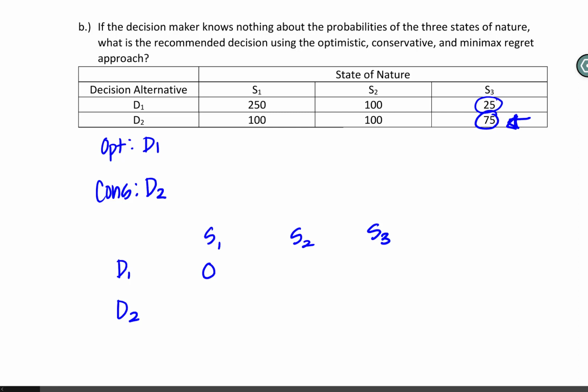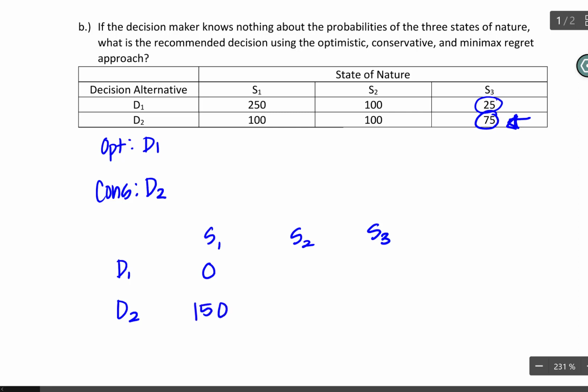We got it all. However, if we had state of nature 1, but we chose decision 2, we only got 100 when we could have gotten 250. So 250 minus 100 is a difference of 150.